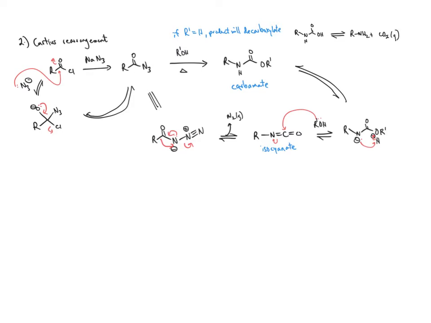And of course, this is a good way of making an amine in this reaction. So you can generate the carbamate over the course of this reaction if you use an alcohol. But if you use water, the product will decarboxylate, and you will get an amine as your final product.